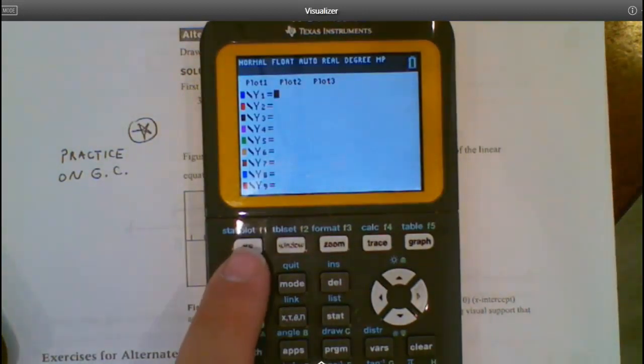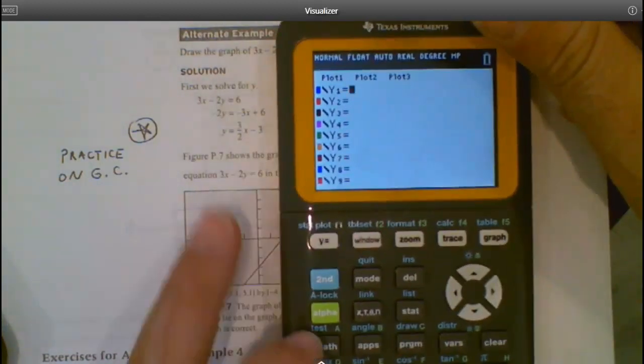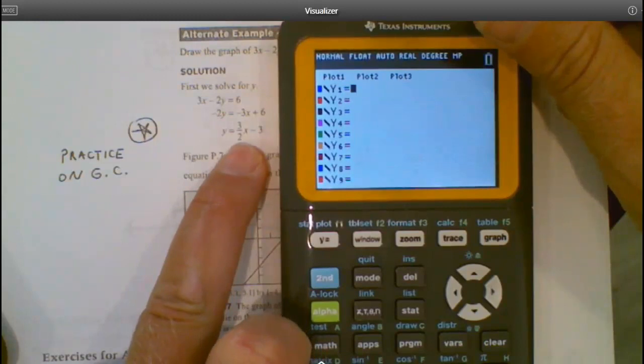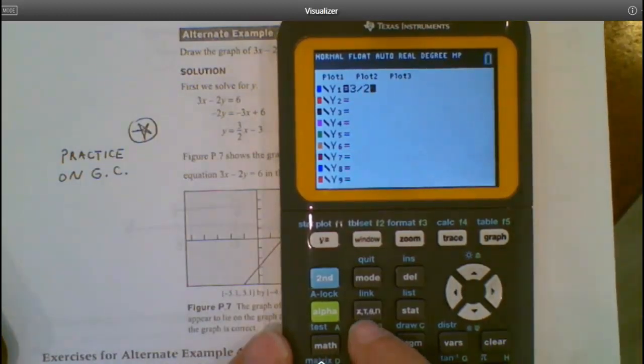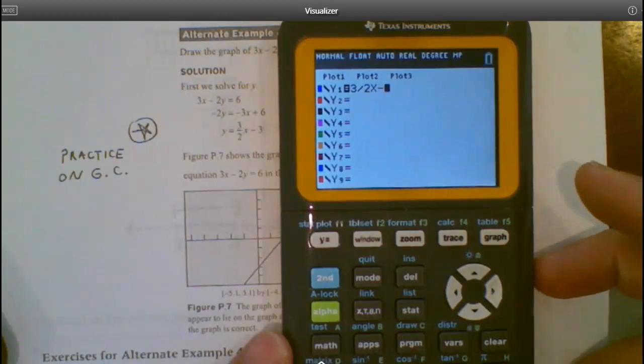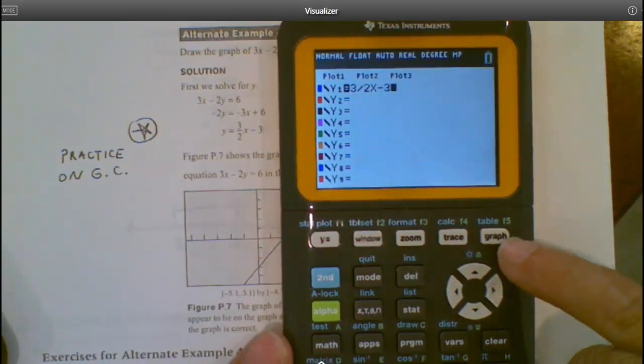So if you go right here to y equals, this pulls up your graphing screen that looks like this. I'm simply going to type in the equation that I see right here. So I'm going to do 3 divided by 2. This is the button that we use for x. This is your variable button. So I'm going to hit that button right there. And then -3. And then in a second here, I'm going to hit graph to draw the graph.